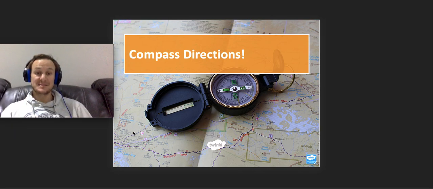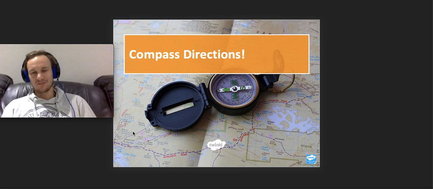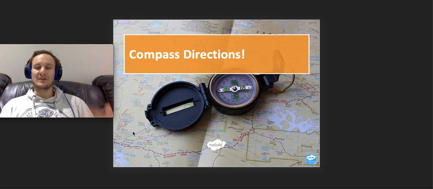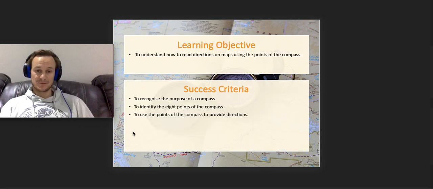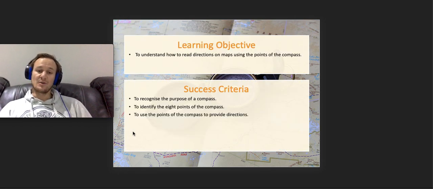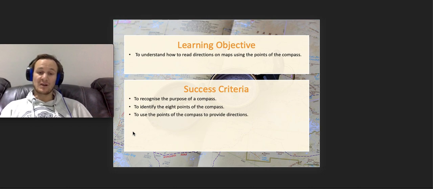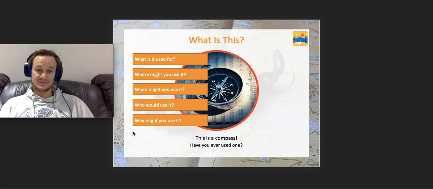Okay, so compass directions. What do I mean? Obviously, you've heard of a compass. We're going to go through how a compass works, and then how to use a compass. So, today's lesson, we're going to understand how to read a compass on maps using the points of a compass. And you'll know you get this if you can recognize the purpose of a compass, the 8 different points of a compass, and basically how to use those points to provide yourself directions.